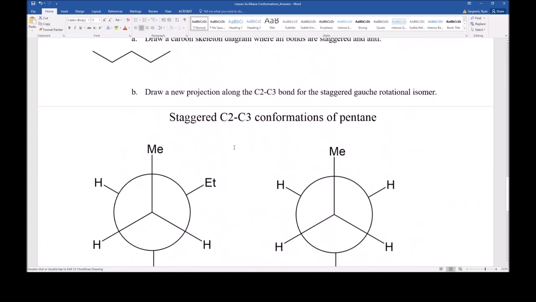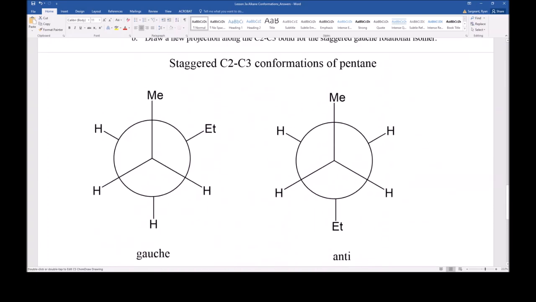The absolute labels, when I just called this whole thing gauche, were based on the assumption that when somebody looks at this structure and starts asking about gauche and anti, they're going to focus on the things that are different. So technically speaking, the methyl and the ethyl group are gauche, and the methyl group and the ethyl group are anti.